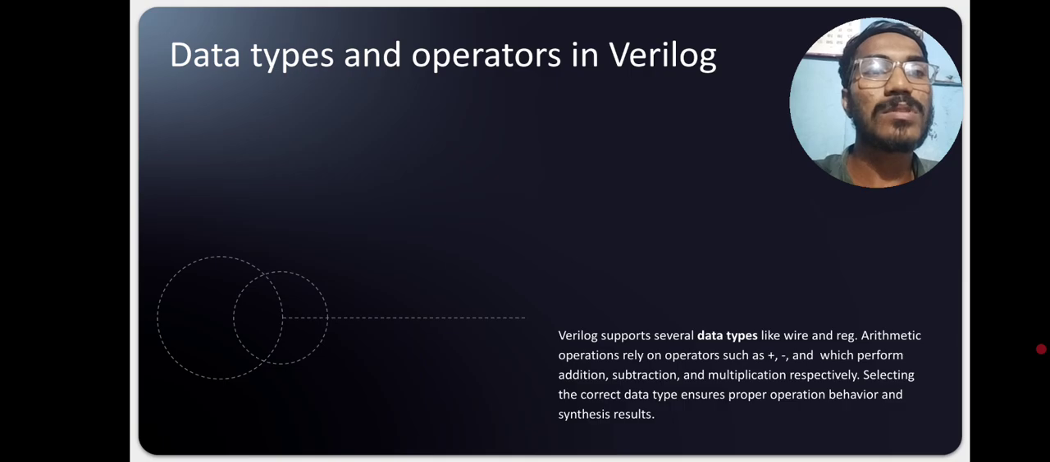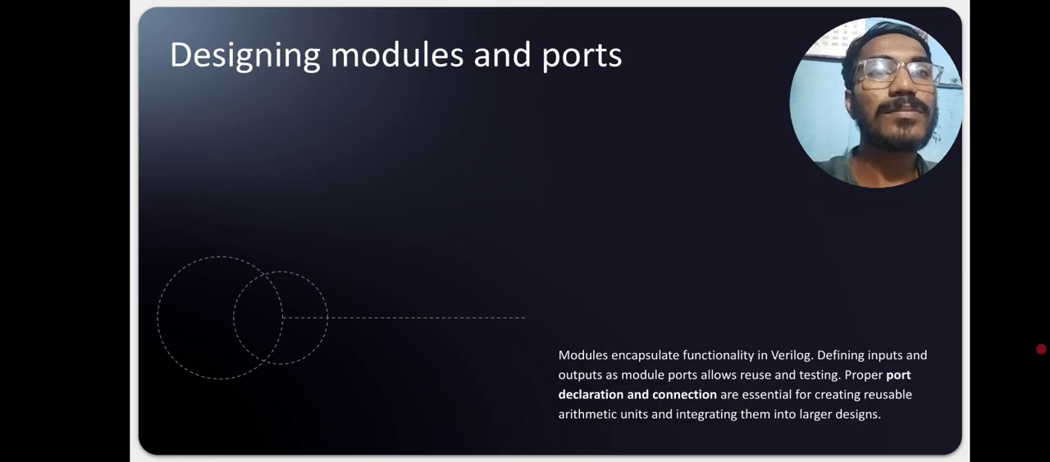Verilog supports several data types like wire and reg. Arithmetic operations rely on operators such as plus and minus and star, which perform addition, subtraction and multiplication respectively. Selecting the correct data type ensures proper operation behavior and synthesis results.